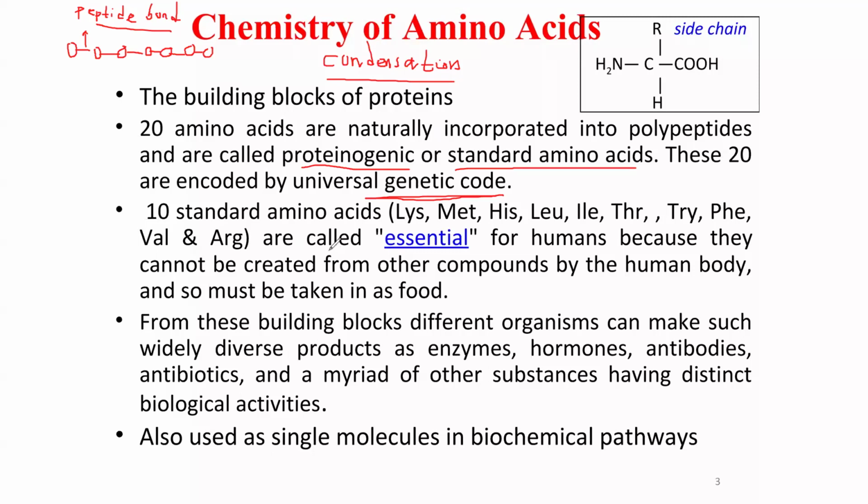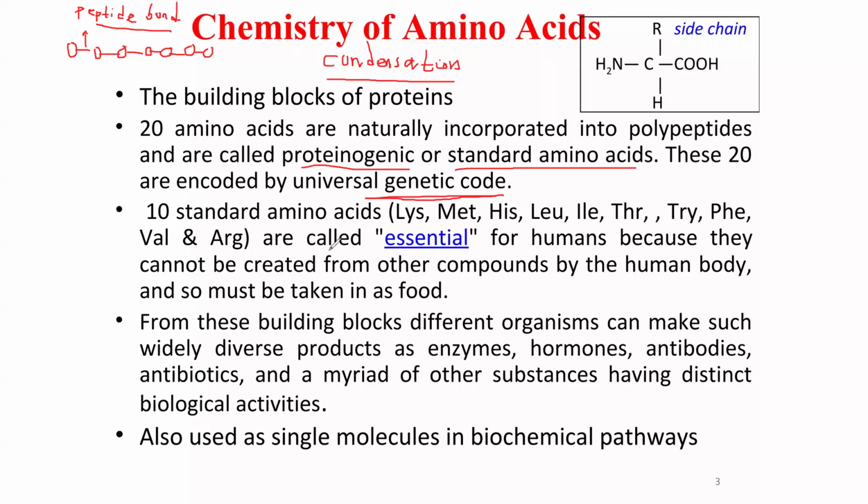And here they are: lysine, methionine, histidine, leucine, isoleucine, threonine, tryptophan, phenylalanine, valine, and arginine. They are called essential amino acids. All those amino acids that can be synthesized by the body are called non-essential amino acids, and those that cannot be synthesized by the body are called essential amino acids.